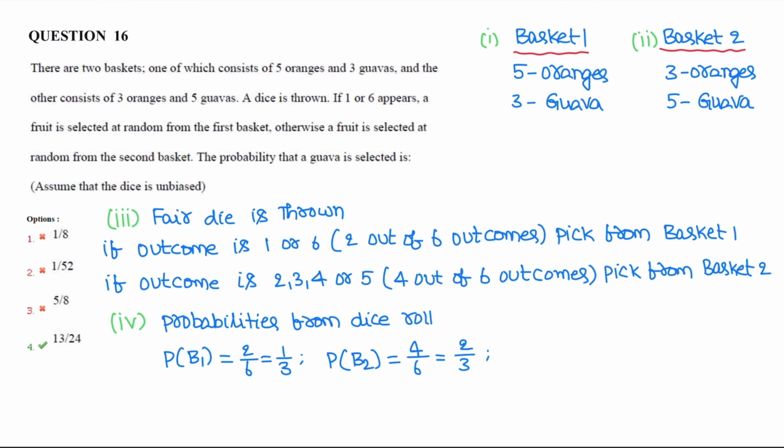Now basket 1 has 5 oranges and 3 guavas, basket 2 has 3 oranges and 5 guavas. If the die is thrown and the output is 1 or 6, pick any fruit from basket 1. If the output is 2, 3, 4 or 5, pick any fruit from basket 2. Now the probability is from the dice roll. So the probability of picking a fruit from basket 1 is 2 outcomes, 2 by 6. The probability of picking from basket 2, P(B2), is 4 by 6. So P(B1) is 1 by 3 and P(B2) is 4 by 6, that is 2 by 3.